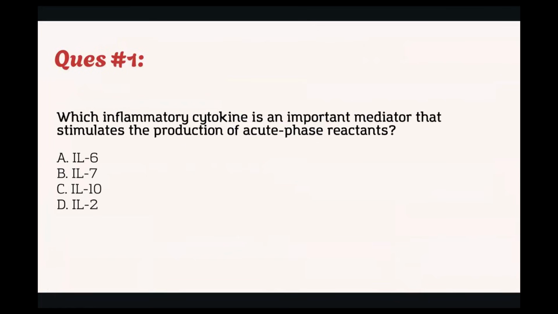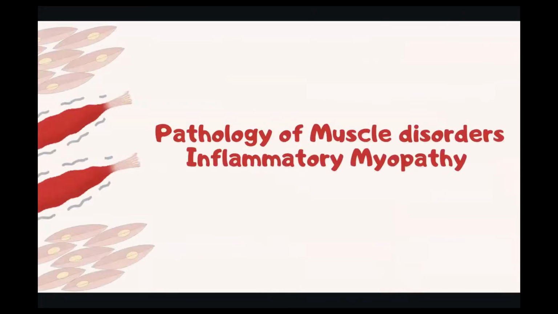Let's have a quick assessment. Which inflammatory cytokine is an important mediator that stimulates the production of acute phase reactants? It is interleukin 6. Okay, so finally to the fun part, patho and inflammatory myopathies.